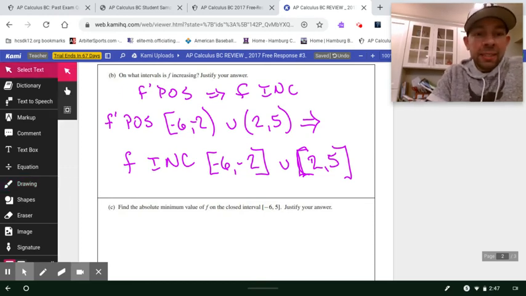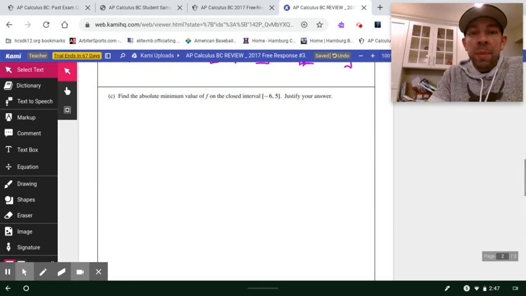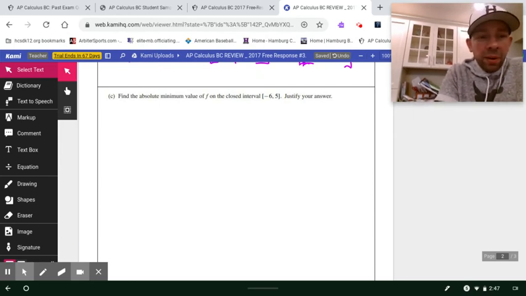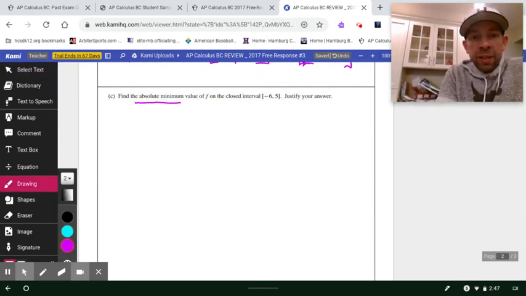Part C, find the absolute minimum value of f. The process that I'm in love with here when I try to find an absolute minimum or maximum value is something that I call the closed interval test.